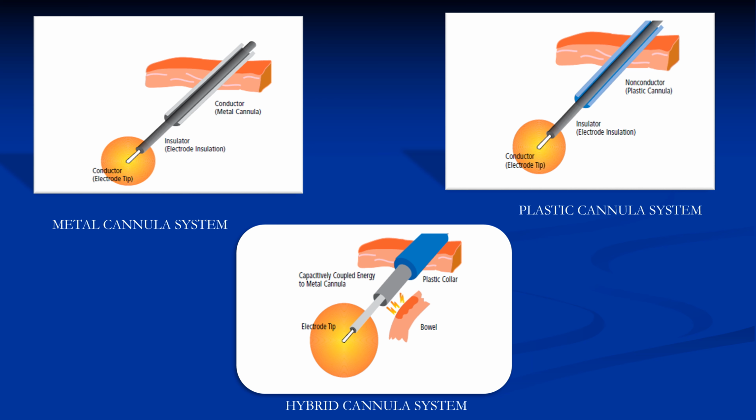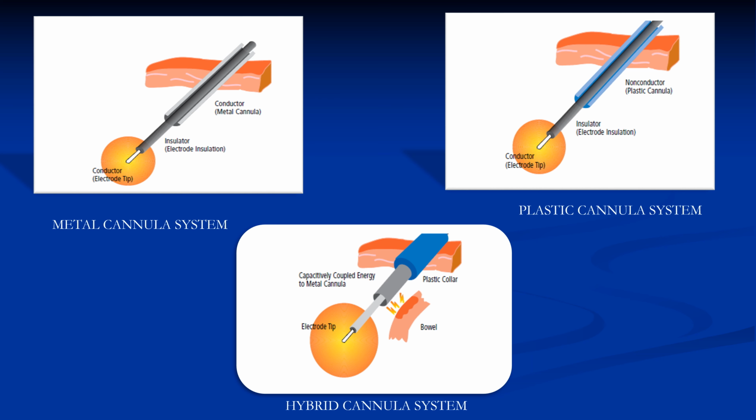of the patient, and the surface area is wide, so the risk of thermal injury is very, very minimal. On the upper right of the screen, the plastic cannula system: capacitance can't be entirely eliminated with an all-plastic cannula. The patient's conductive tissue completes the definition of a capacitor. Capacitance is reduced, but is not eliminated with the plastic cannula system.